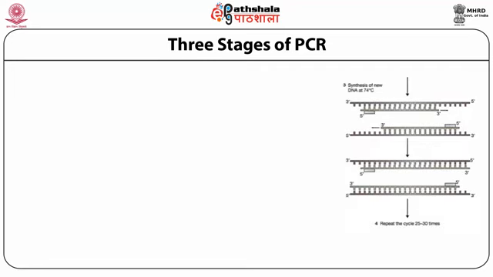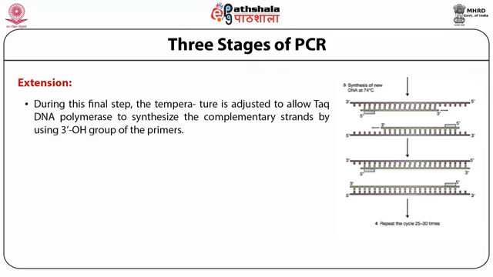The third stage of PCR is extension. Once the primers anneal, these primers need to be extended. During this final step, the temperature is adjusted to allow Taq polymerase to synthesize the complementary strand by using the 3' OH group of the primers. The duration is usually 2 minutes at 72 degrees centigrade.